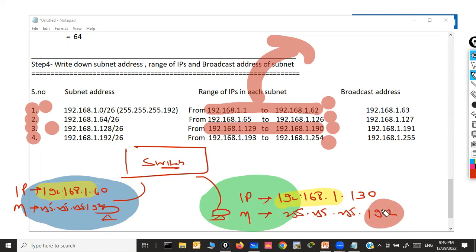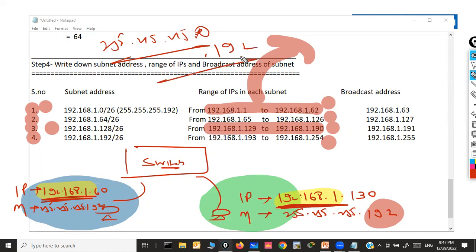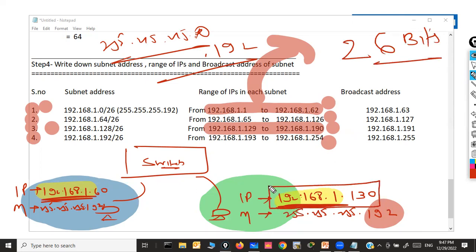If we are using the default subnet mask, that is 255.255.255.0, then obviously they both will communicate, because for a class C address the initial 3 octets are the same. Yes, they will communicate. But since we are using .192 in the fourth octet, there are a total of 26 bits as network, meaning 26 bits of this IP should exactly match 26 bits of this IP address, and they will never match, right?